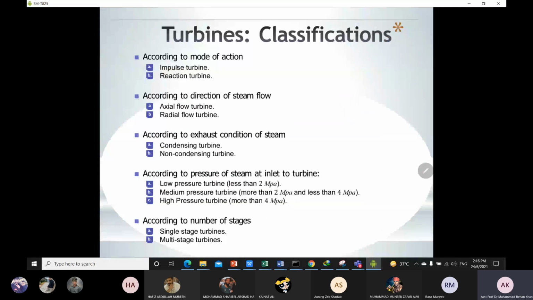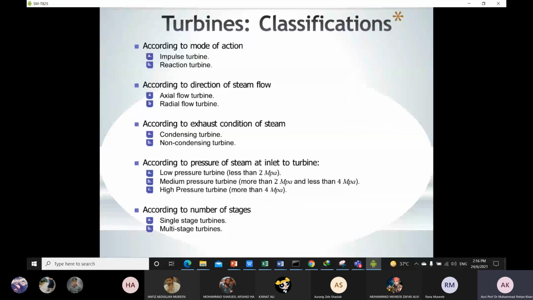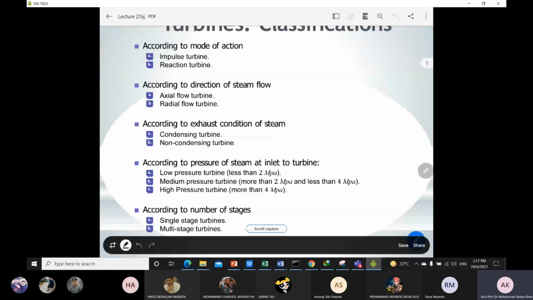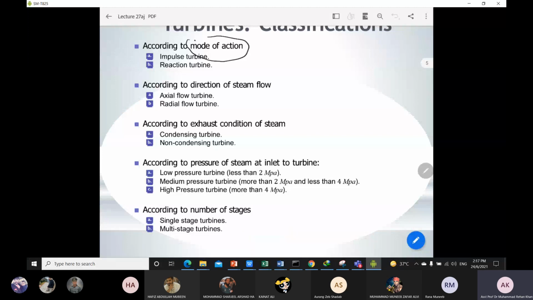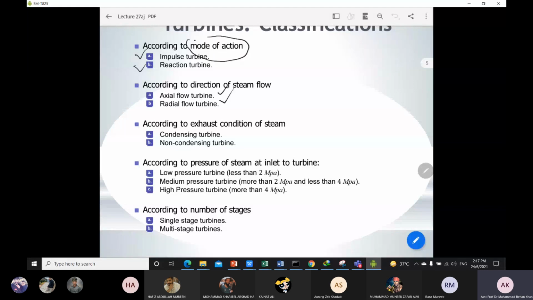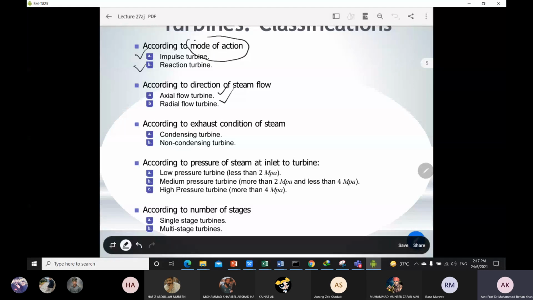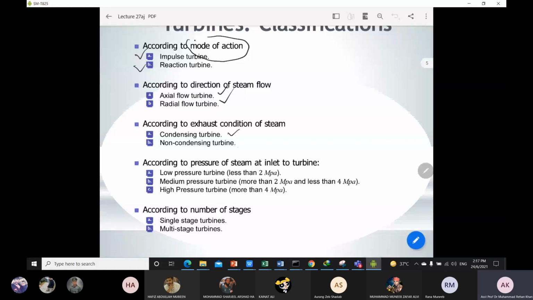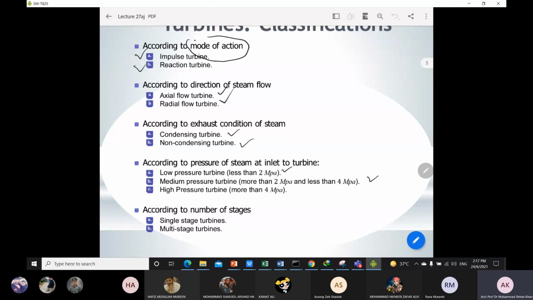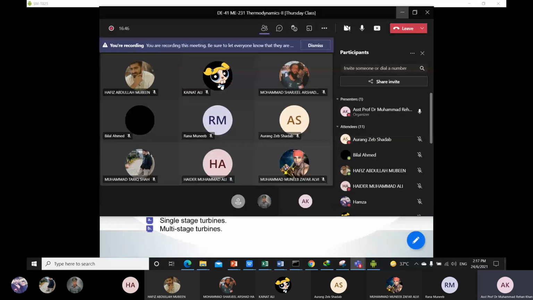Now coming towards the classification. Turbines are classified by mode of action: we have impulse and reaction turbines. Then according to direction of steam flow, we have axial flow turbine and radial flow turbine. According to exhaust condition of steam, we have condensing turbine and non-condensing turbine. And then we have low pressure, medium pressure, and high pressure turbines.